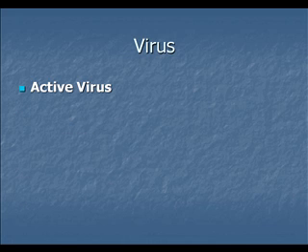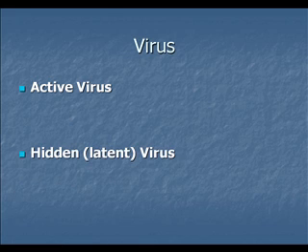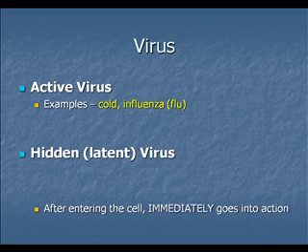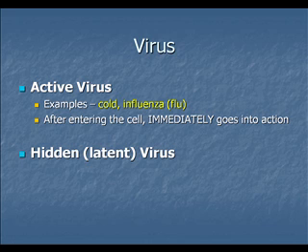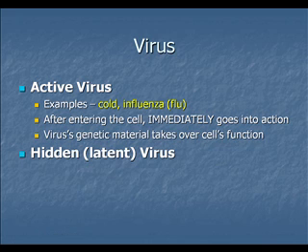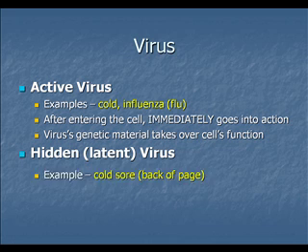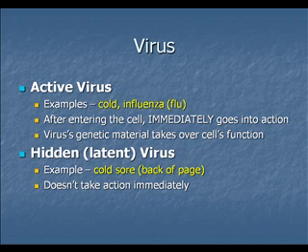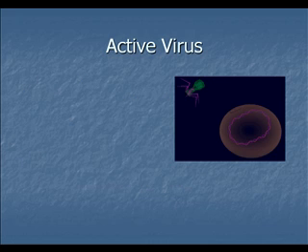Viruses are broken down into 2 basic types. There's an active virus and a hidden or latent virus. Examples of active viruses would be the cold or the influenza virus, which is commonly called the flu. After entering the cell, it immediately goes into action. The virus's genetic material will take over the cell's function, causing it to make new viruses. Now, a hidden virus is a little different. Examples would be cold sores. They don't take action immediately. These viruses will remain hidden until they become active.